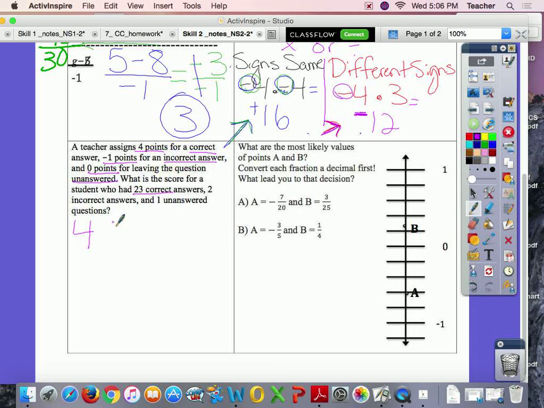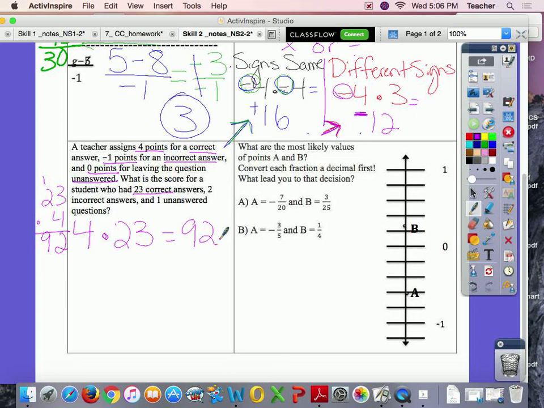So if we're trying to say for every single question they got correct, they get 4 points, we could add 4 points plus 4 points plus 4 points, which is repeated addition, which is really called what? Good, multiplication. So let's just multiply that by 23. So let's solve 23 times 4. What's 4 times 3? 12. 4 times 2, 8, plus 1, 9. So he or she received 92 points just for their correct answers.